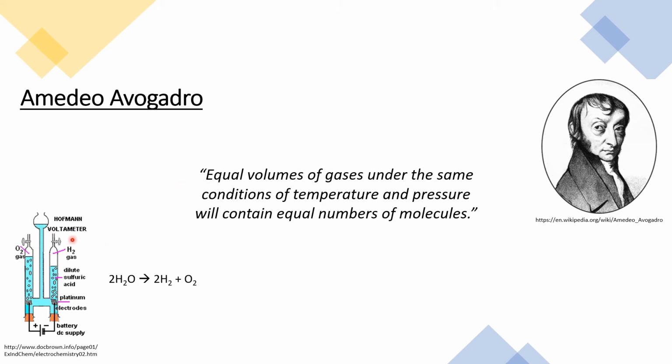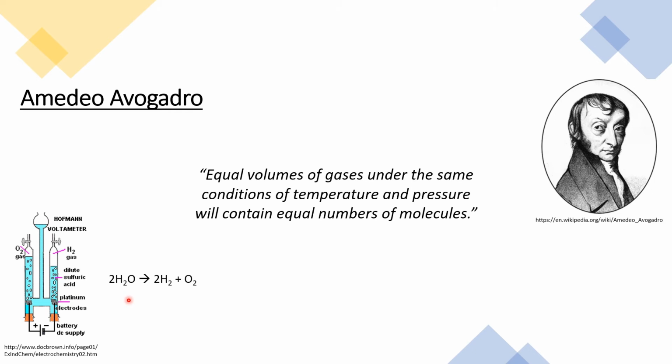And we actually saw this in practice the other day when I showed you this reaction here with water breaking down in what we call a Hofmann voltameter, the piece of glassware that we were using, and we saw that there was roughly double the volume of hydrogen gas produced compared to the oxygen, and we concluded that was because if we balanced out our equation, there was double the amount of hydrogen produced compared to oxygen if we were to break down water.